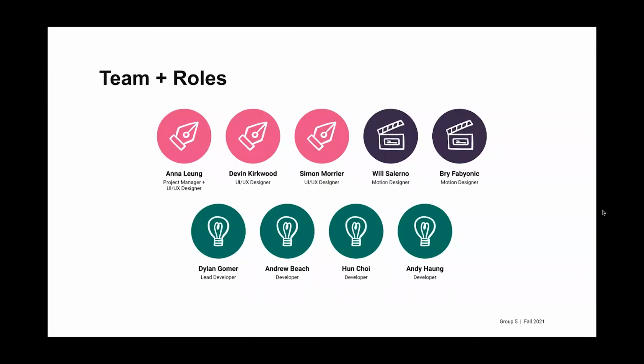So I am the project manager, and I will also be joining on as a UI UX designer. And then Devin and Simon will also be on UI UX. Will and Bree will be on motion design. Dylan is our lead developer. Andrew, Hun, and Andy will also be developers.